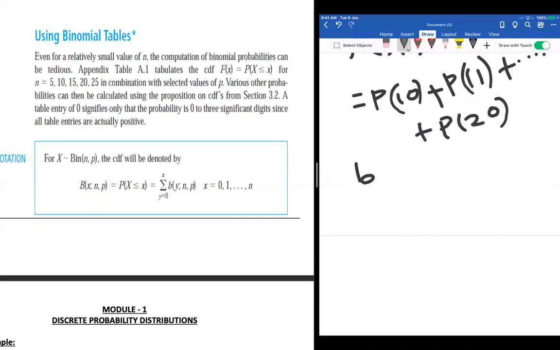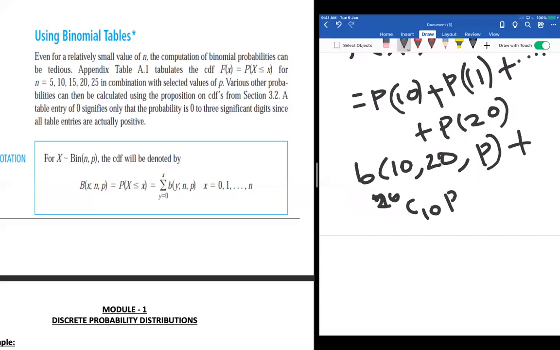P(10) means the binomial probability with x equal to 10, n equal to 20, and p the probability of success. This is equal to 20C10, p raised to 10, q raised to 20 minus 10, that is 10. Plus P(11), that means 20C11, p raised to 11, q raised to 9, plus 20C12, p raised to 12, q raised to 20 minus 12, that is 8, and so on up to 20. It is very difficult to find those values.